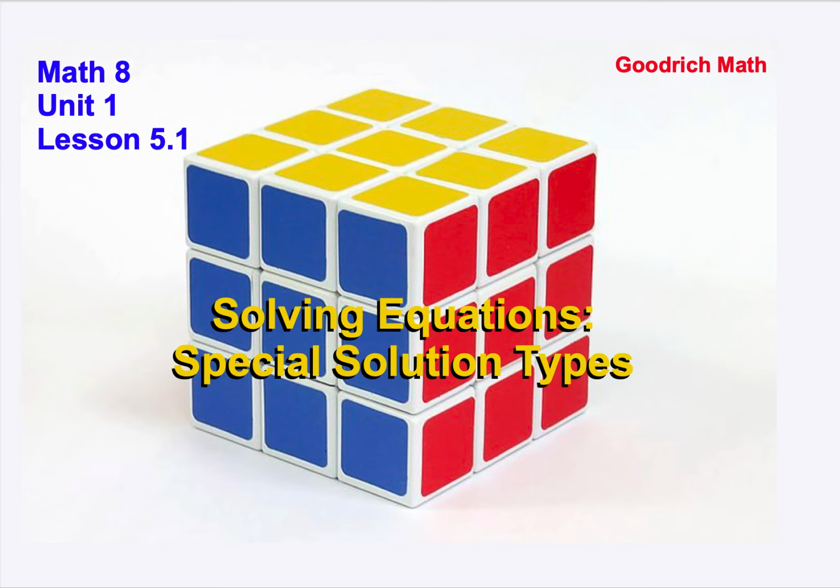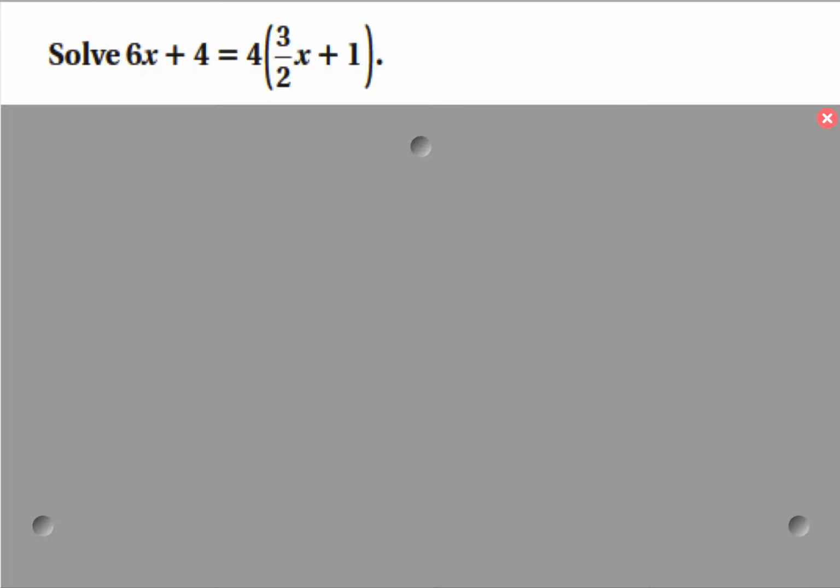Math 8, Unit 1, Lesson 5, Part 1, Solving Equations. Special solution types. Consider this equation: 6x + 4 = 4(3/2 x + 1).